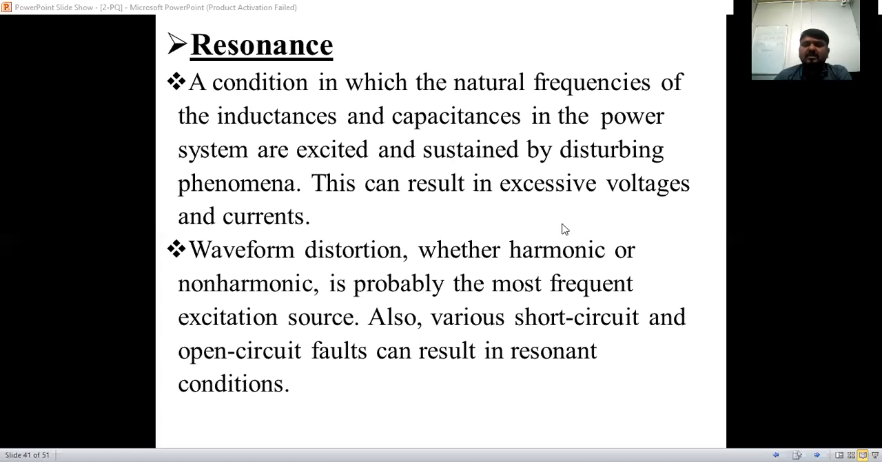Also, because of this excessive voltage or current, if it suddenly increases, decreases, increases, decreases, that we are going to call voltage waveform distortion. So a distorted waveform. Is the waveform distortion harmonic or non-harmonic?